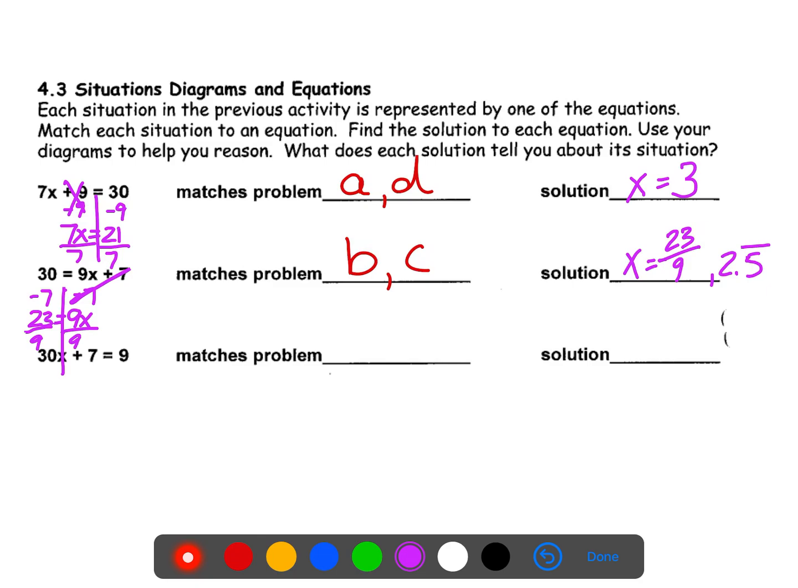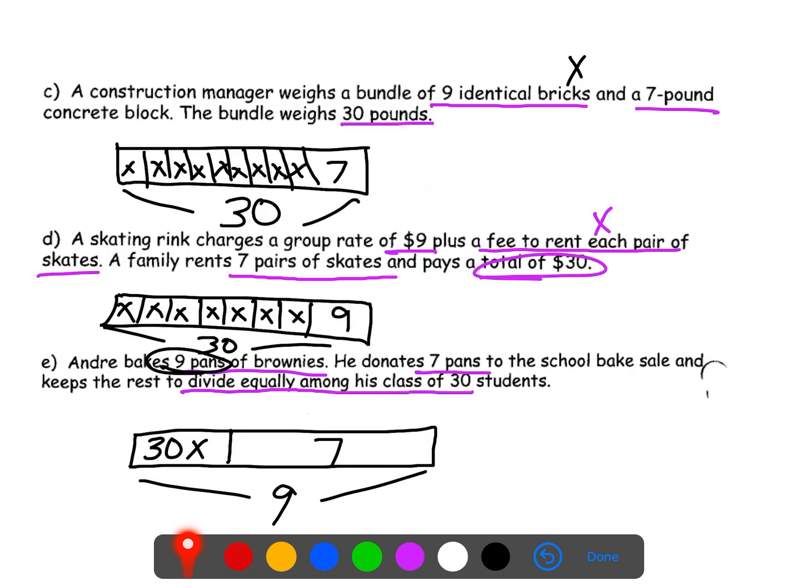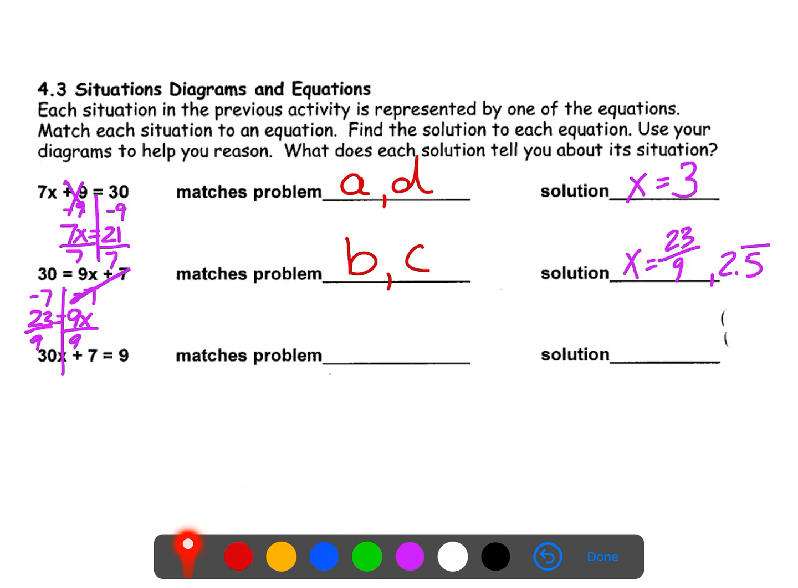And then finally, our only other situation, which does match this, because remember we changed the total to 9 on this last diagram here of the brownies. So that matches situation E. And when we solve this equation, we do the inverse operation of adding 7. So we'll subtract 7 from each side.